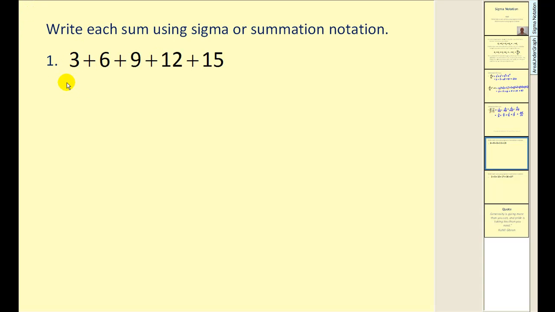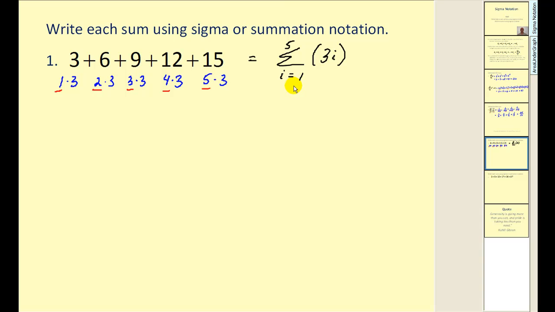So if we take a look at this, we could write 3 as 1 times 3. We could write 6 as 2 times 3. 9 is 3 times 3. 12 is 4 times 3. And of course 15 is 5 times 3. And what we see here is the pattern of 1, 2, 3, 4, 5. So that would be our index. So we could rewrite this as the summation from i equals 1 to 5, and our formula would be 3 times i in each case.